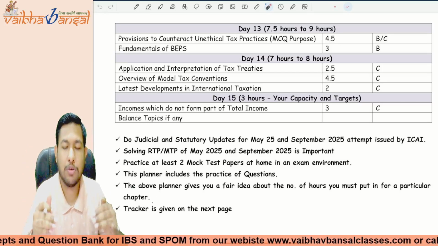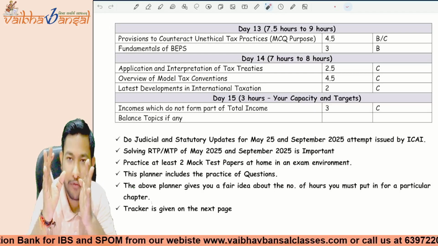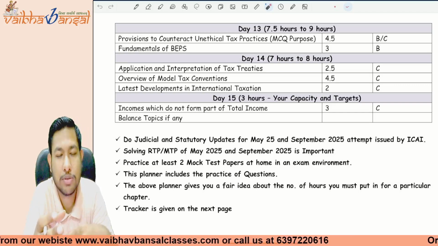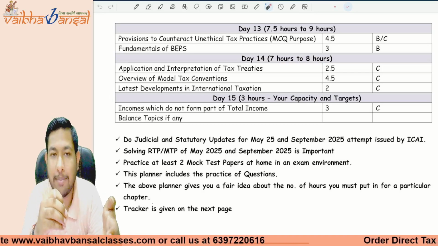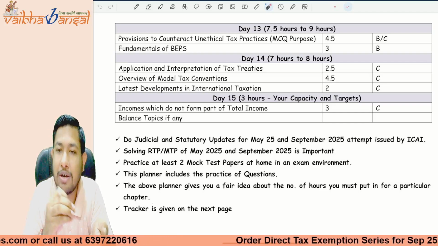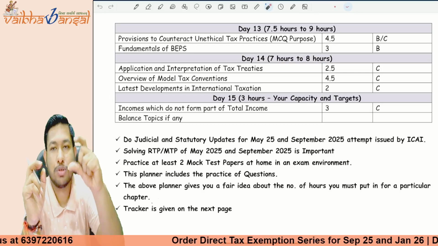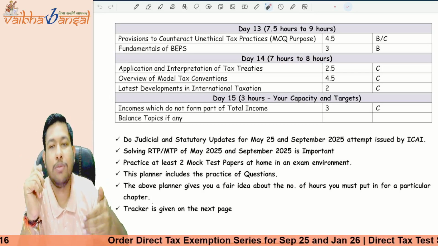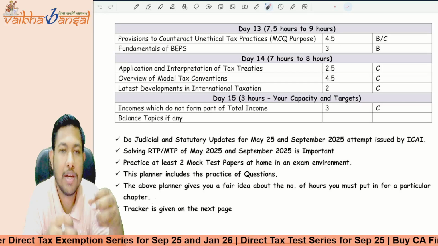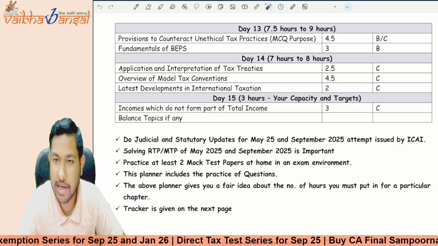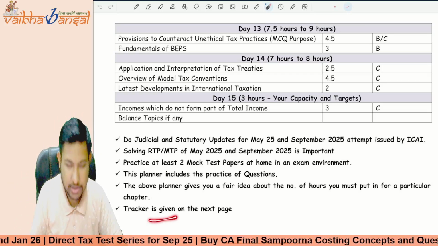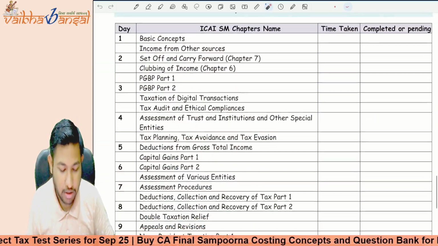This planner gives you a fair idea of the number of hours that you have to allot to a particular chapter, because sometimes students allocate excessive time to a chapter which it does not need, which it does not deserve. So for that purpose I have given the number of hours. But if you are not very good at a particular topic and want to give extra time, you can, no issues, but try to complete the whole subject within 15 days itself.